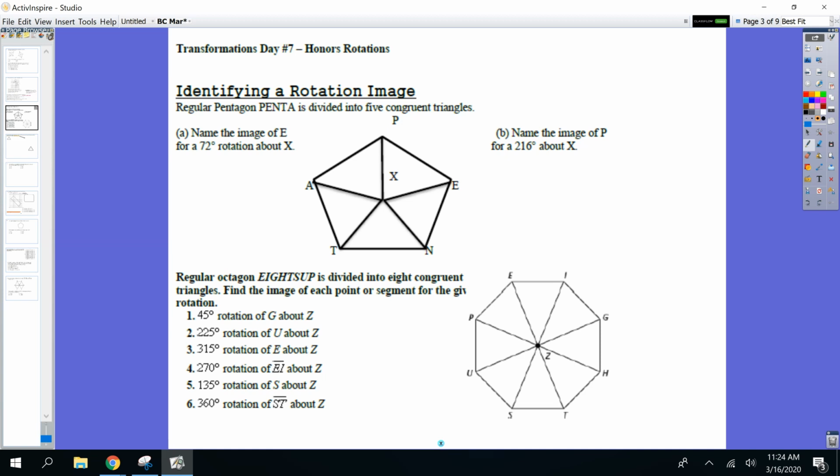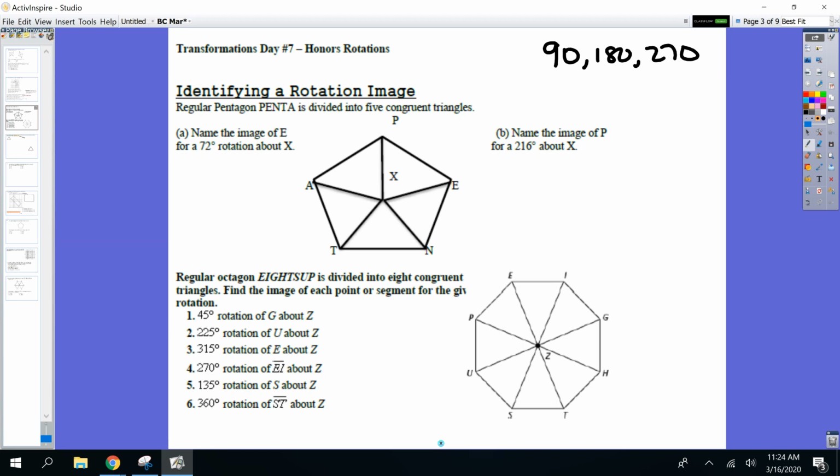Kind of the same thing we did yesterday, but if you remember, yesterday we only did rotations of 90, 180, and 270. Today we're going to get away from those and do any type of degree rotation. So look at the first example here.